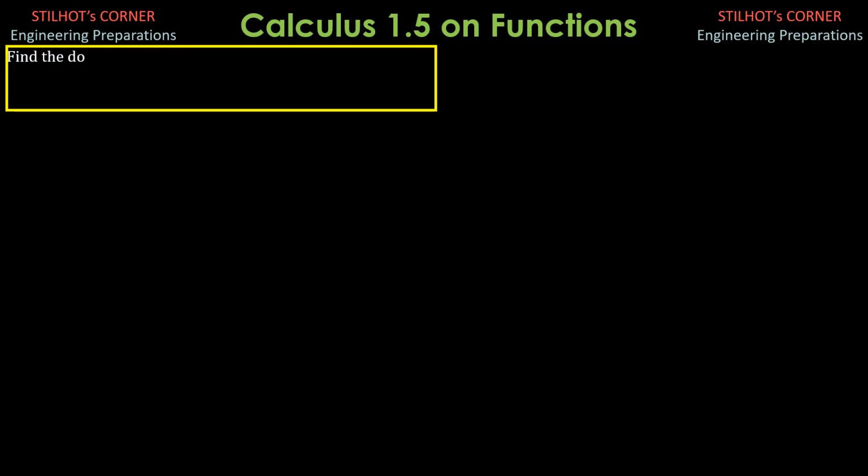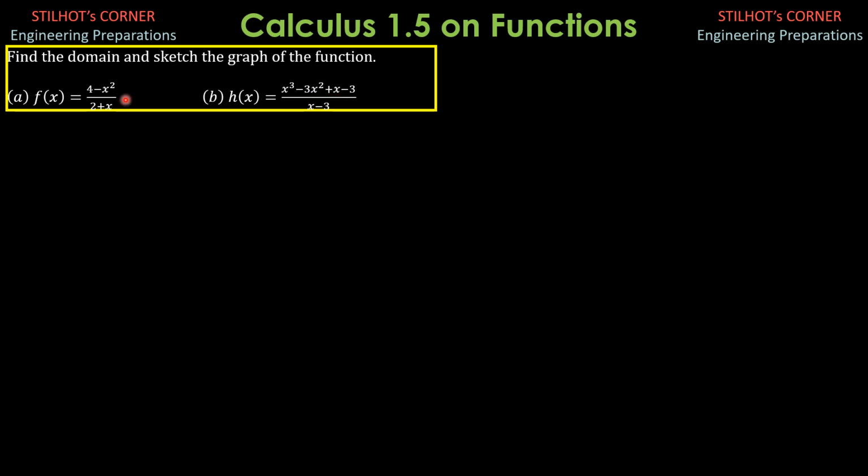Here is another set of problems in calculus on functions for you to master. Find the domain and sketch the graph of the function. So we have part A, f of x equals 4 minus x squared over 2 plus x, and in part B, x cubed minus 3x squared plus x minus 3 over x minus 3.